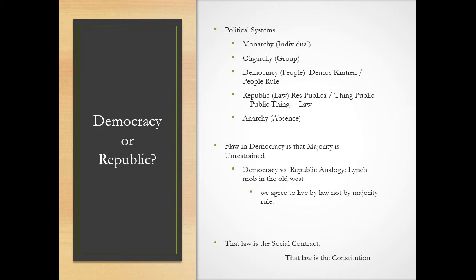A democracy, as I suggest, is ruled by the people. The root is demos kratien, or the people rule. In a republic, you have the terms res publica, where res is the thing and publica is public. So it's the thing public, which is the translation of republic. The thing is the law, or the public law. So a republic is a system of government, a political system, that is founded on the rule of law, and not the rule of an individual, a group, or the people as a whole.